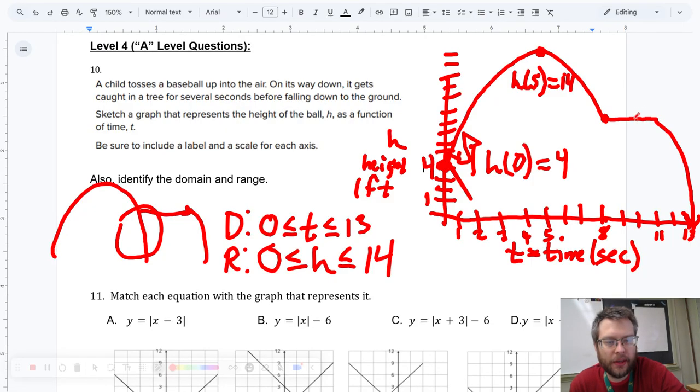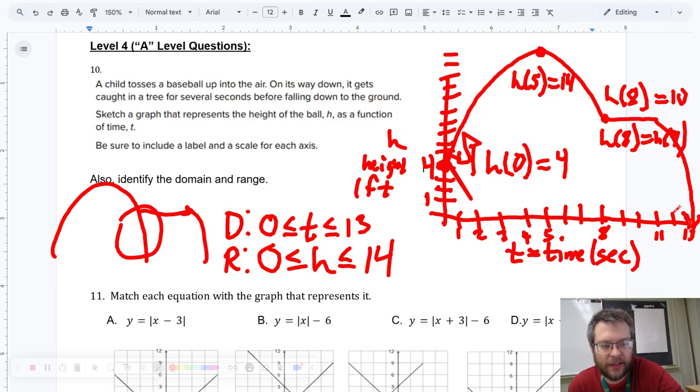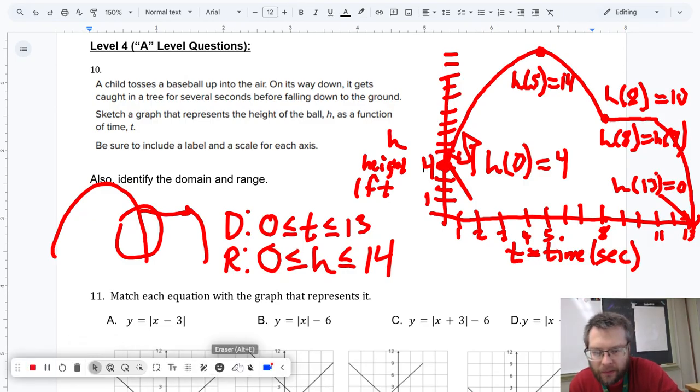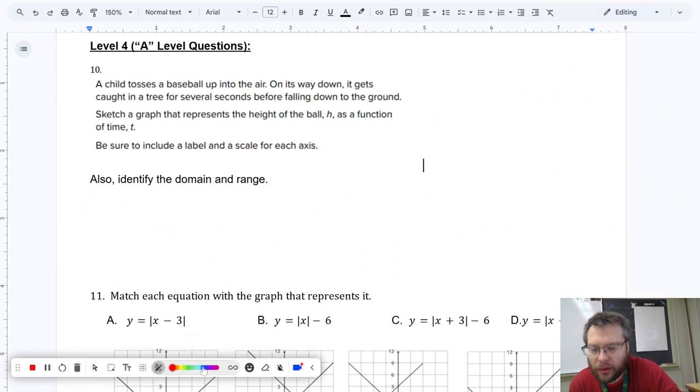All of these points right here are at about 10. So I could say h of 8 equals 10. Or I could even say something like h of 8 equals h of 9. That means that the height at 8 seconds was equal to the height at 9 seconds. And then down here, I can say that h of 13 equals 0. Just want you to see a few more examples of using function notation to represent a point.